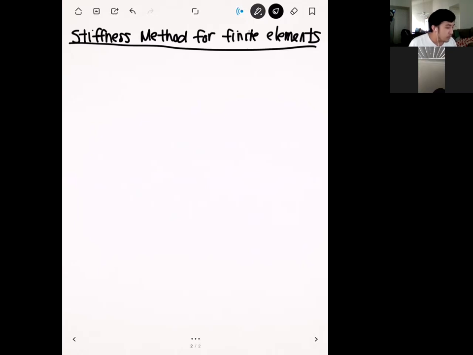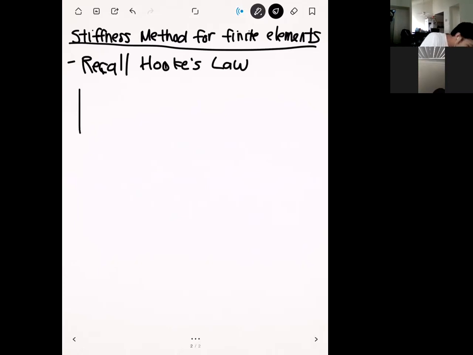Okay, so our starting point is hopefully something that's familiar to everyone, which is Hooke's law. Hooke's law is a way that we can characterize the behavior of a spring. So let's go ahead and draw a spring. Let's say that we have a spring and it's attached to the wall. So this wall here is fixed.